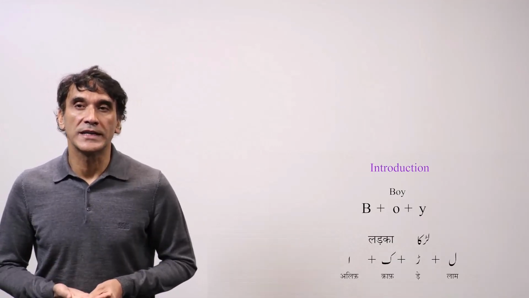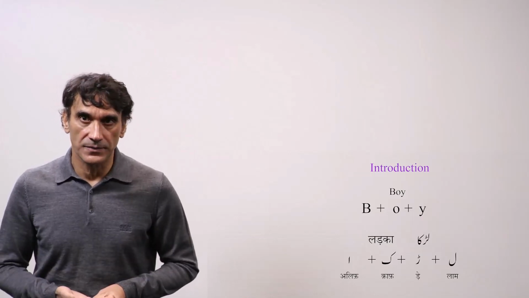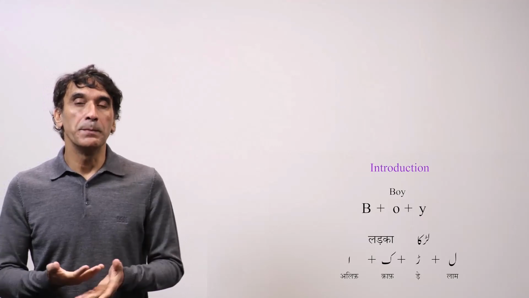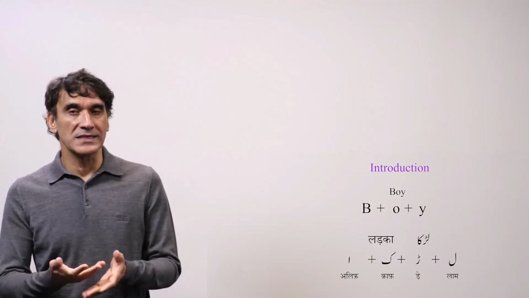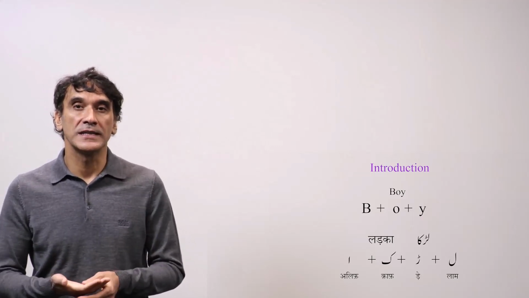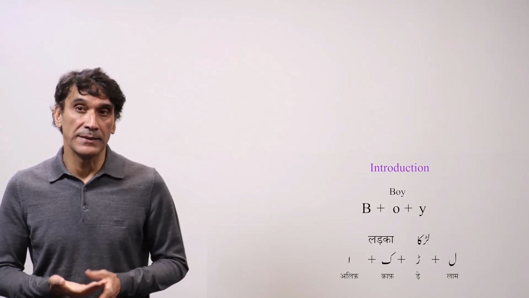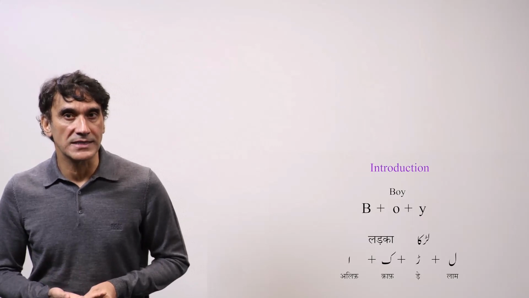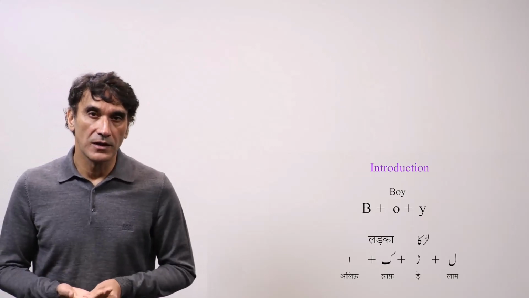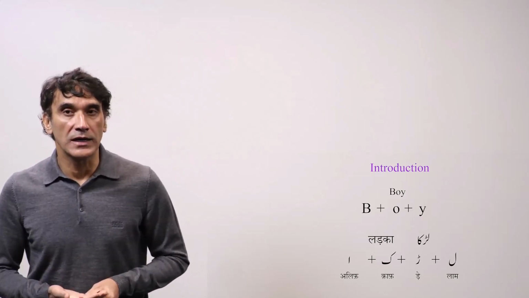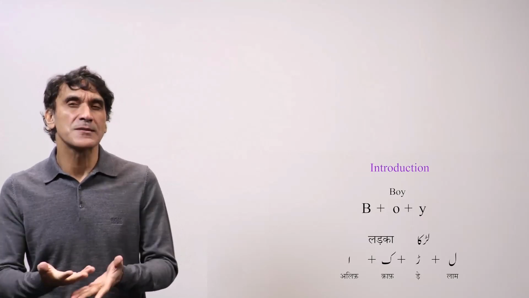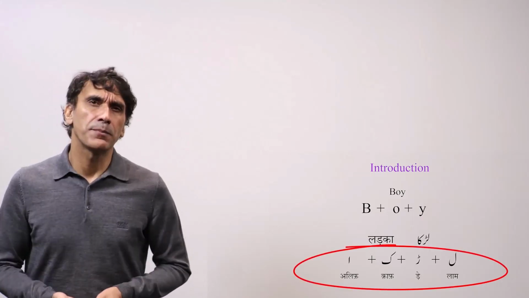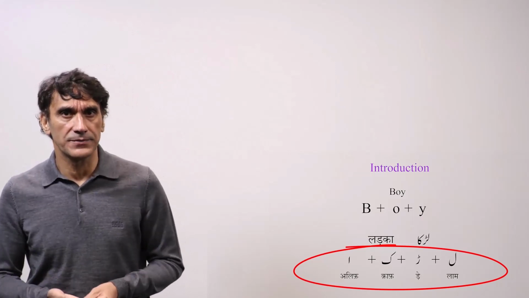Similarly, an Urdu word can be spelled by calling the letters. For example, in English, the word boy can be spelled B plus O plus Y. Similarly, in Urdu, the word ladka, meaning boy, can also be spelled Lam plus Re plus Kaf plus Alif. For now, you can ignore how the word ladka is written in Urdu. Just pay attention to the spelling system. Lam plus Re plus Kaf plus Alif.